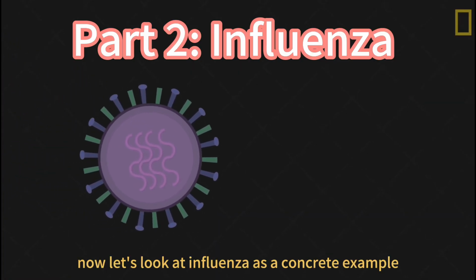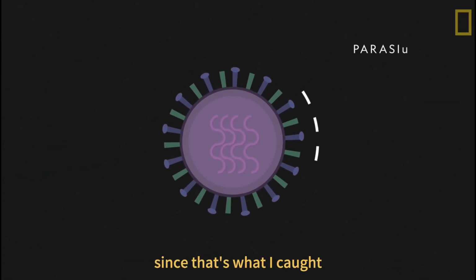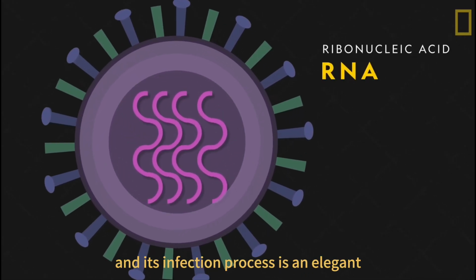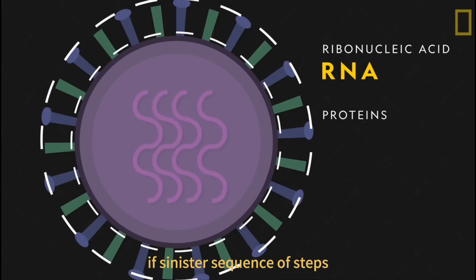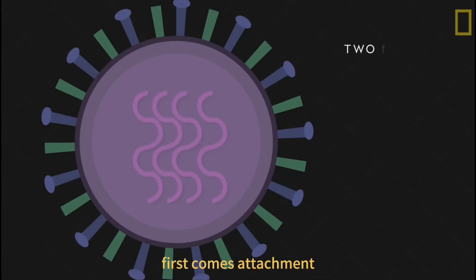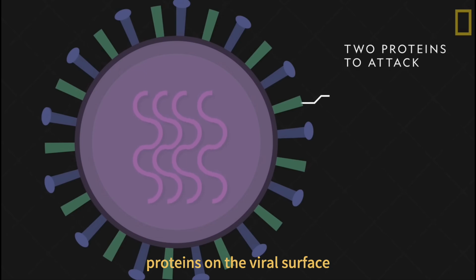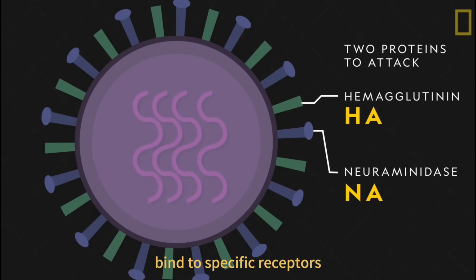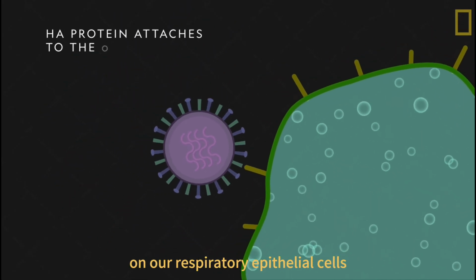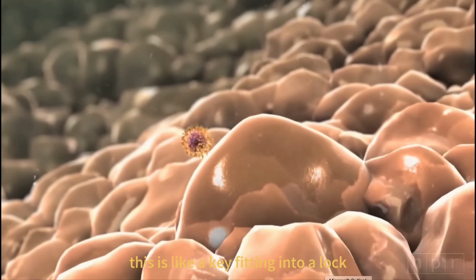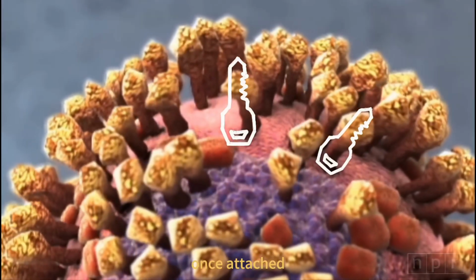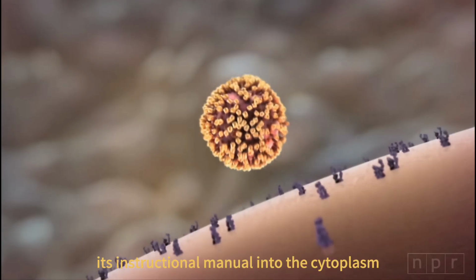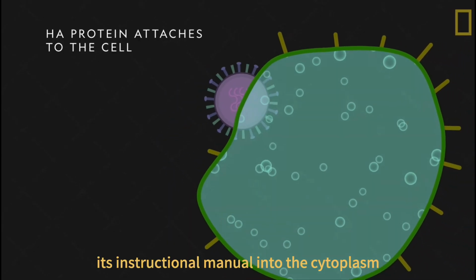Now, let's look at influenza as a concrete example, since that's what I caught. Influenza is an RNA virus, and its infection process is an elegant, if sinister, sequence of steps. First comes attachment. Proteins on the viral surface, most notably hemagglutinin or HA, bind to specific receptors on our respiratory epithelial cells. This is like a key fitting into a lock. Once attached, the virus enters the cell and releases its RNA, its instructional manual, into the cytoplasm.